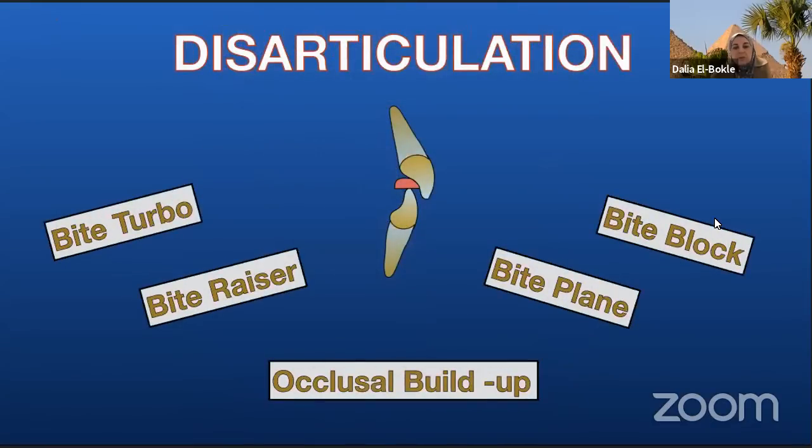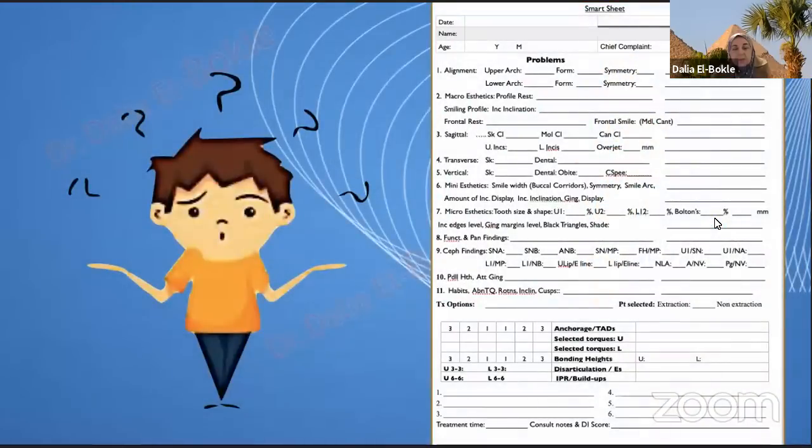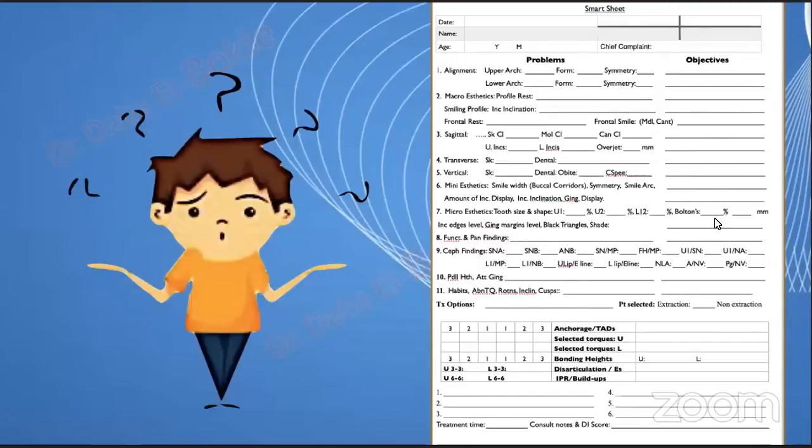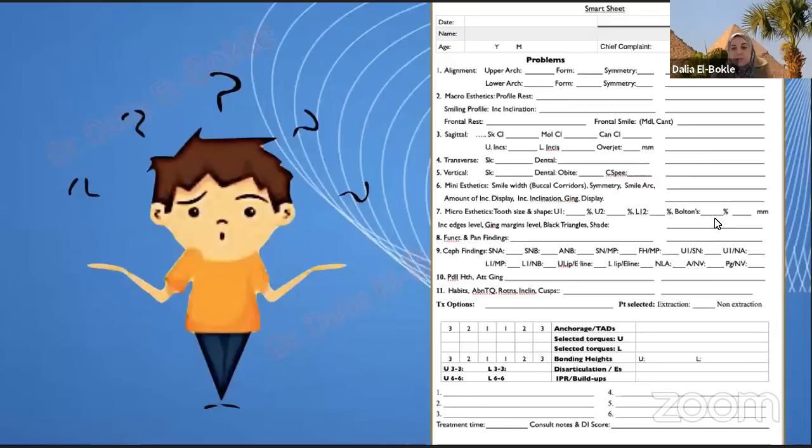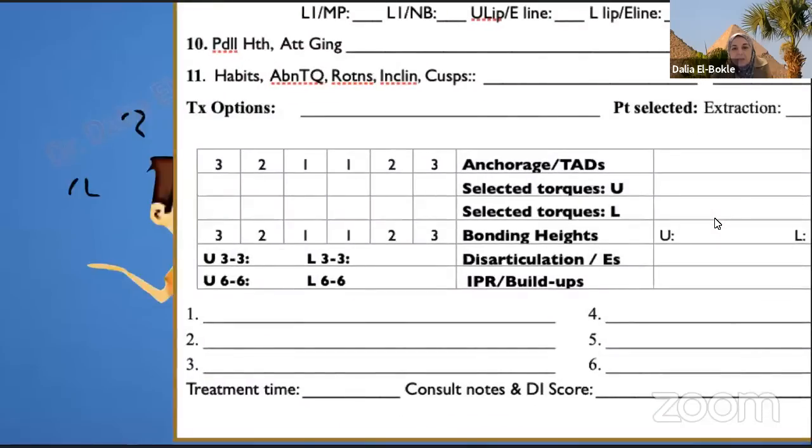Some like to call disarticulation bite turbos, bite razors, occlusal buildups, bite planes, or bite blocks. To tell you the truth, disarticulation has become an essential part of my customized treatment planning approach. Here you can see what I call a smart sheet. This is my diagnostic sheet that I fill in with the problem list, the objectives and treatment plan. And here you can see this box where it says disarticulation and elastics. So for every patient, I try to find what kind of disarticulation would be most suitable to help me achieve the proper treatment.